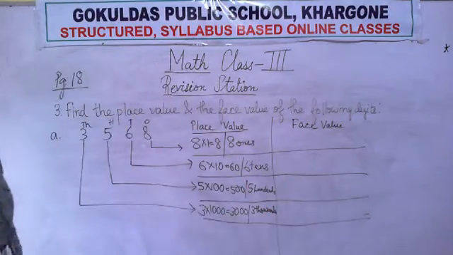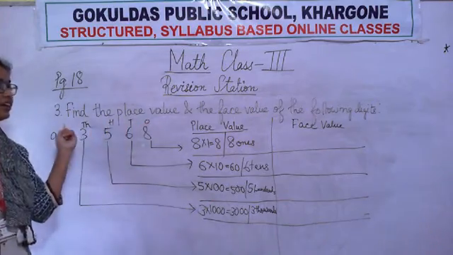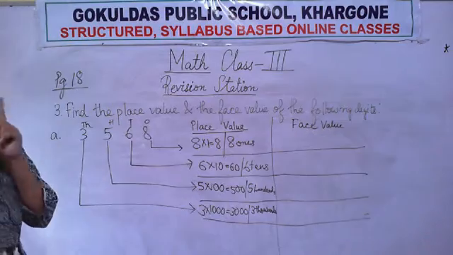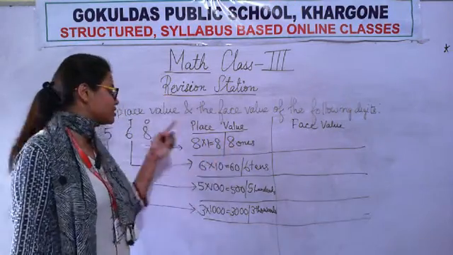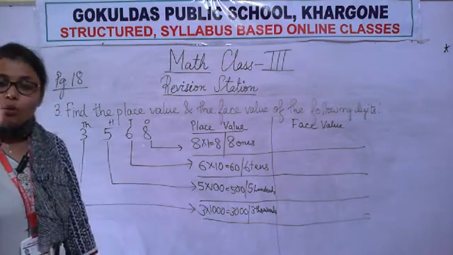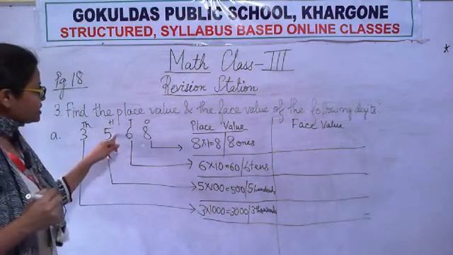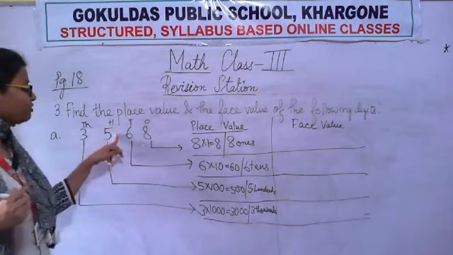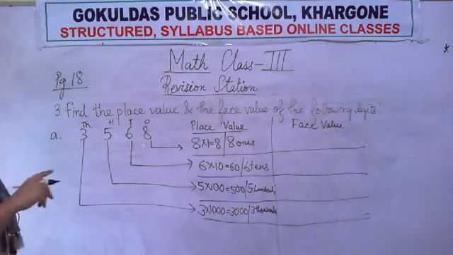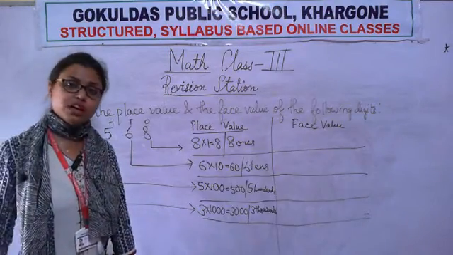Done? Again I am repeating what we have done. My first step is to write ones, tens, 100, 1000. It is sitting in the place of ones. Ones mean 1, multiply by 1, 8 into 1, 8 or 8 ones. It is sitting in the place of tens. Tens means multiply by 10. So we have done 6 into 10, 60 or 6 tens. Then it is sitting in the place of 100. So we have written 5 into 100, 500 or 500s. Next, it is sitting in the place of 1000. So that is why we have written 3 into 1000 or 3000.